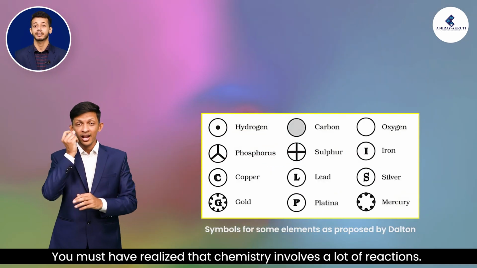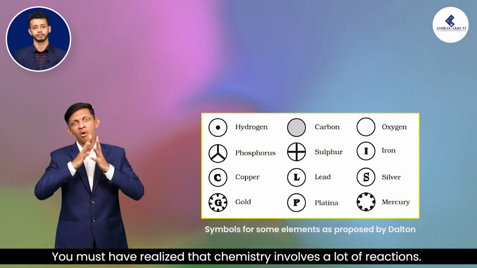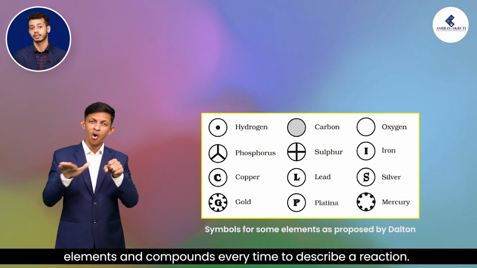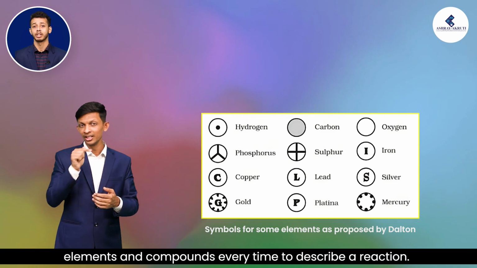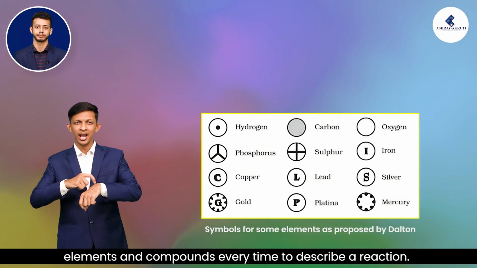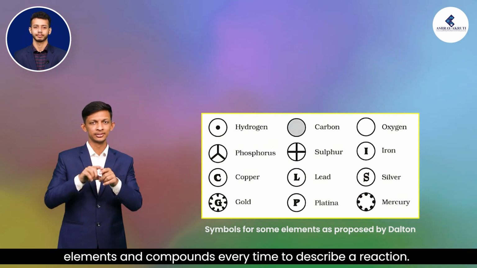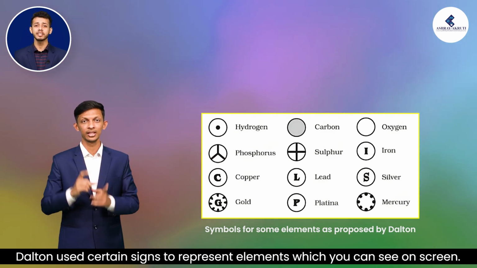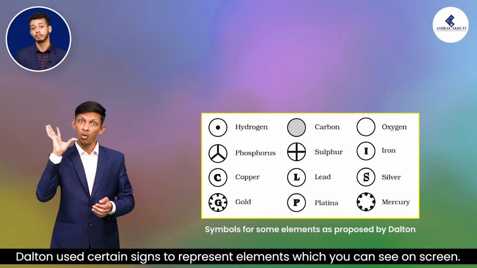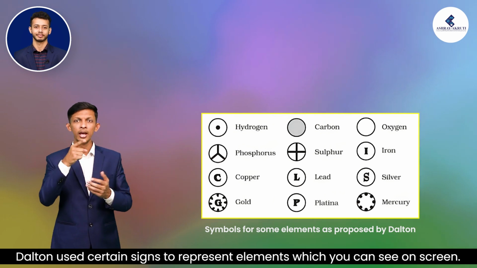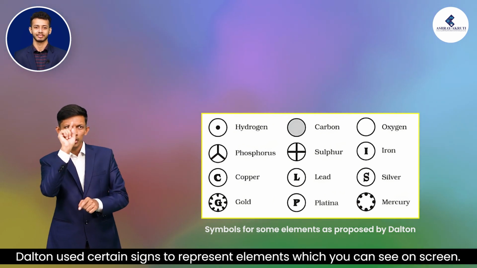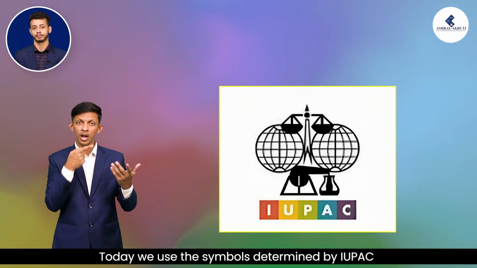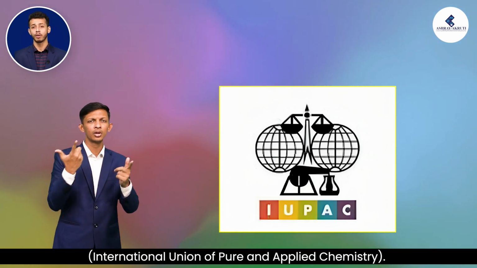You must have realized that chemistry involves a lot of reactions. It will be a waste of time to write the full name of the elements and compounds every time to describe a reaction. To avoid this, symbols were introduced. Dalton used certain signs to represent elements, which you can see on the screen. Today, we use the symbols determined by IUPAC, the International Union of Pure and Applied Chemistry.